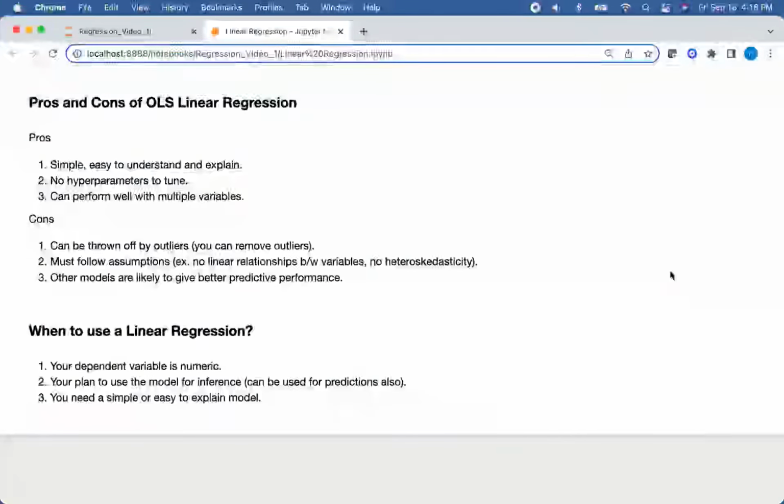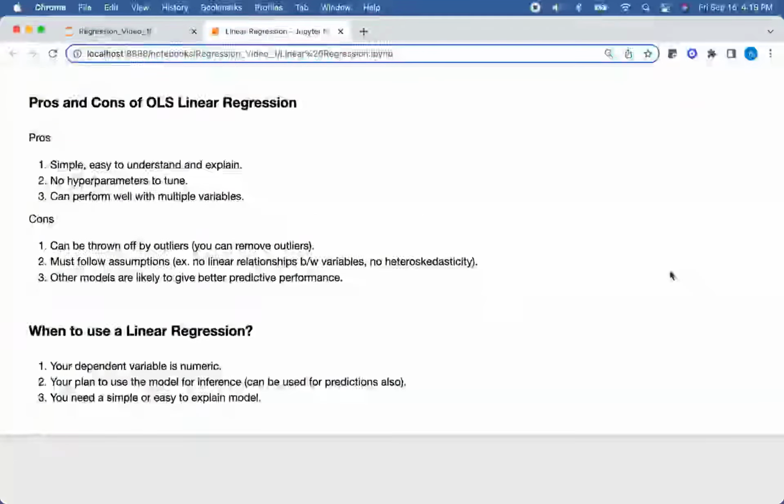Now we'll talk about some of the pros and cons of this method. Some of the pros are it's simple, easy to understand and explain to others. There are no hyperparameters you have to tune, and it can perform well with multiple variables. Some of the cons: it can be thrown off by outliers, but you can address this by removing outliers. Another con is this model has to follow the assumptions we talked about earlier, for example, no multicollinearity or heteroscedasticity. And other models may give you better performance, so you might also want to experiment with some other models to see which one gives you the highest accuracy.